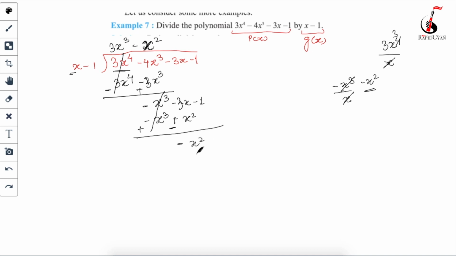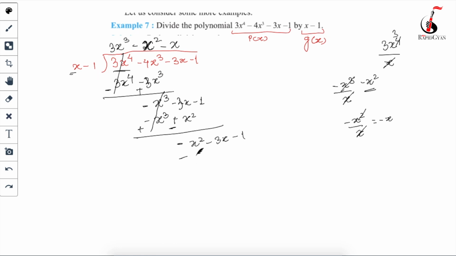So again I will have to write in the standard form, meaning the highest degree term will come first, followed by the lower degrees. Among these three terms, minus x square, minus 3x and minus 1, minus x square has the highest degree. So this will become minus x square, and then minus 3x and minus 1. Now again divide this minus x square with x. What will I get, beta? I will get minus x. Now this minus x will become the next term of your quotient. Now again we will have to multiply minus x with x minus 1.